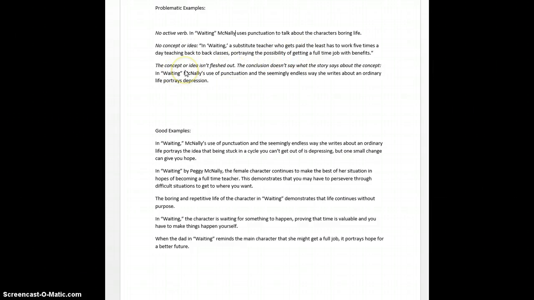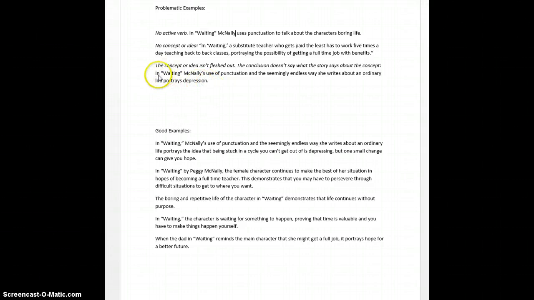The third problematic example is that the concept or idea, or what we're calling the theme, isn't fleshed out. The conclusion doesn't say what the story says about the concept. It doesn't say what the author's opinion of a theme is. So in this problematic example, it's "In Waiting, McNally's use of punctuation and the seemingly endless way she writes about an ordinary life portrays depression."